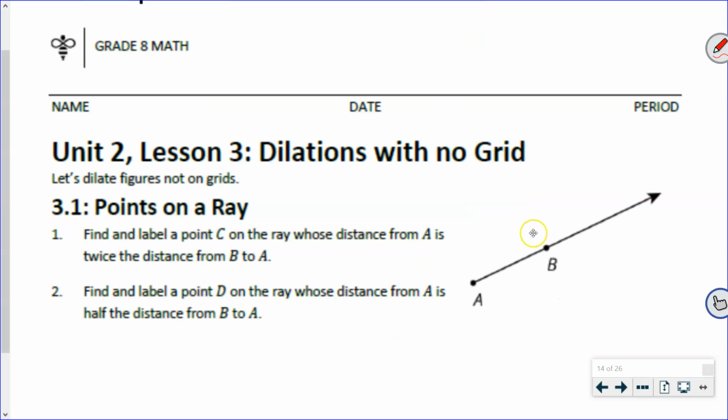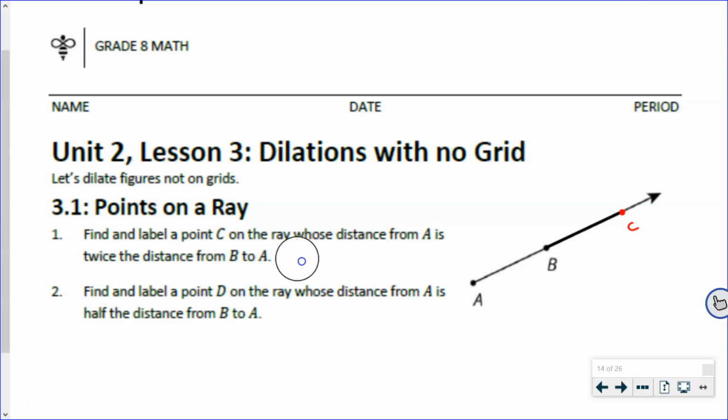It says find and label a point C on the ray whose distance from A is twice the distance from B to A. That's quite a mouthful. What we're really saying is A and B are this far apart. I want you to figure out C, and C is going to be twice as far from A as B is. So the way that I would do this is I would take my index card or my ruler, it depends on what you prefer, and I would measure to see how long AB is and know that twice that amount, so doing that for a second time, is going to show me where point C is.